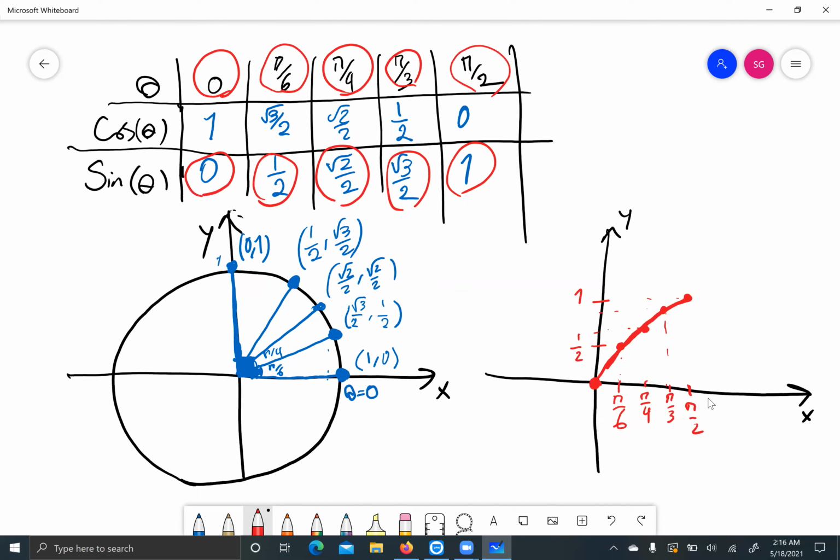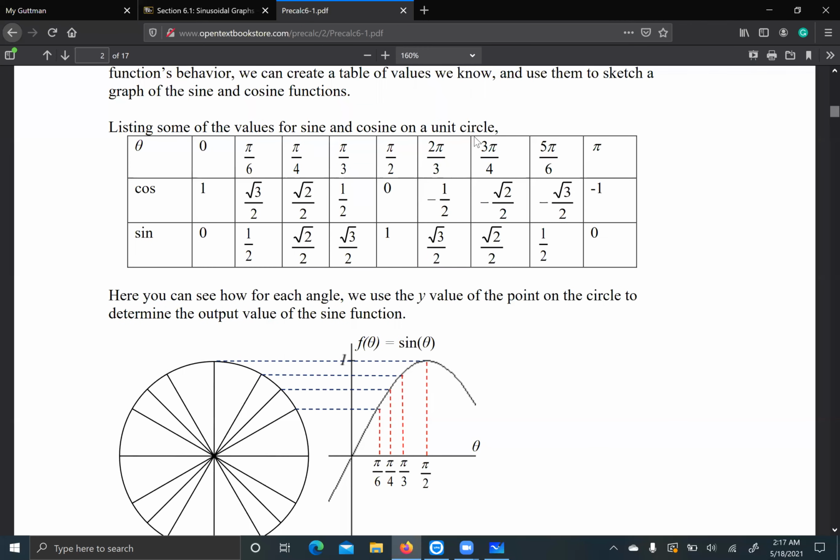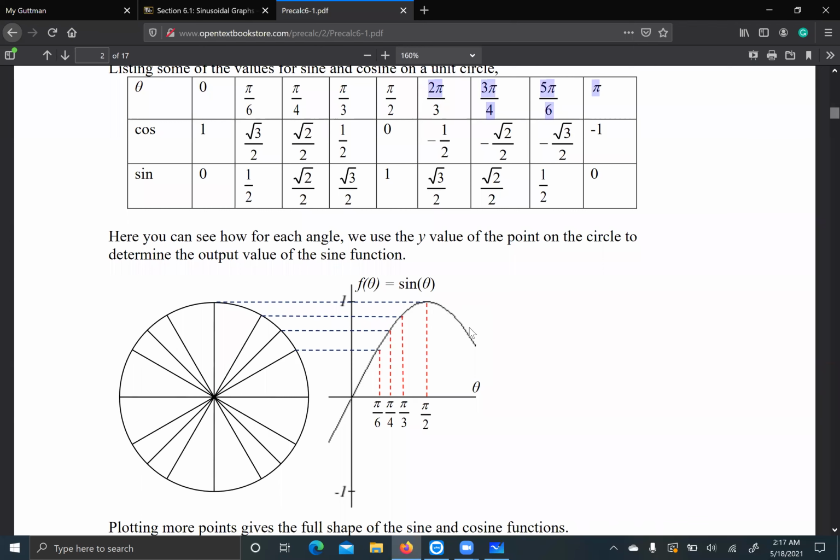Okay, so this is so far what we get. So that's the idea, that we just use the table of values and then plot some couple of points to get an idea of how the graph looks like. Now look at your textbook. In your textbook, it goes further. For example, it looks at the output value for 2 pi over 3, 3 pi over 4, 5 pi over 6, and pi, and then it keeps plotting those points.